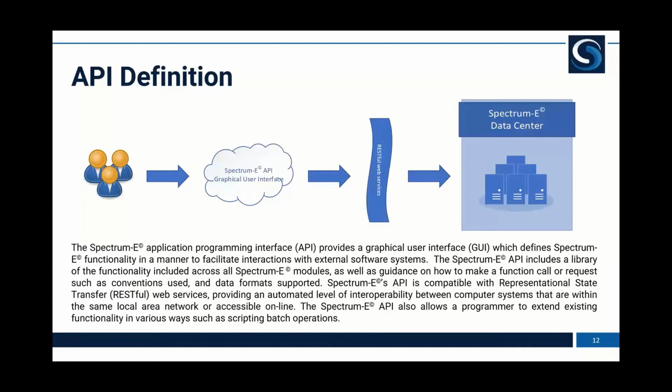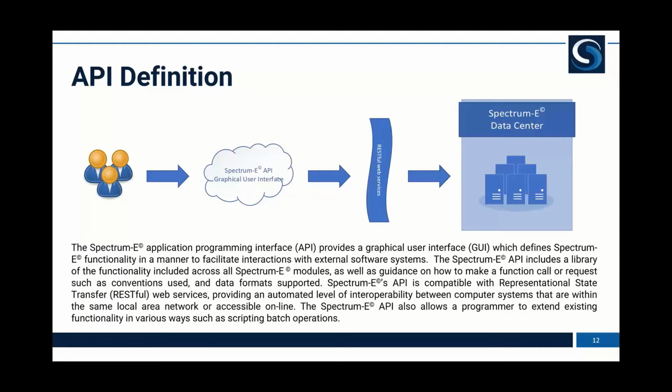Spectrum-E's API is compatible with representational state transfer web services, also known as RESTful web services. It provides an automated level of interoperability between computer systems that are within the same local area network or accessible online. The Spectrum-E API also allows a programmer to extend existing functionality in various ways, such as scripting batch operations, and I'll get into a little bit more detail what is meant by that.